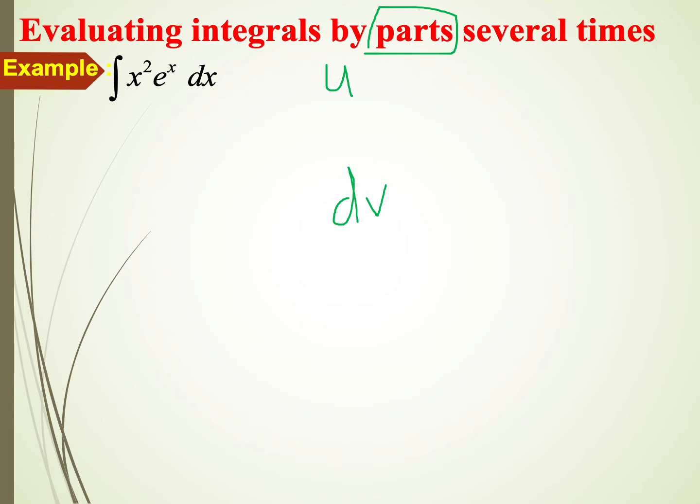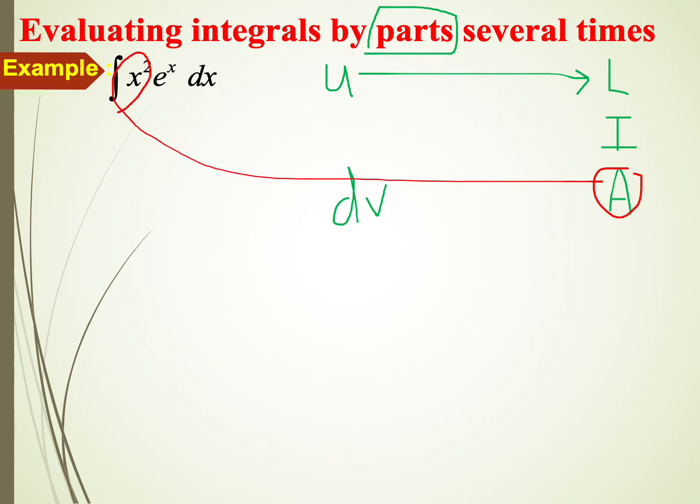How to choose u? We need to remember something called LIATE. L stands for logarithm. Here I don't have a logarithm, so I'll ignore it. I stands for inverse. I don't have an inverse function here. A, algebraic. Yes, I have an algebraic function here. That means this part will be called u. So u here will be x to the power 2.